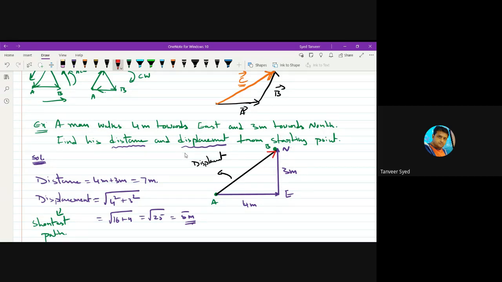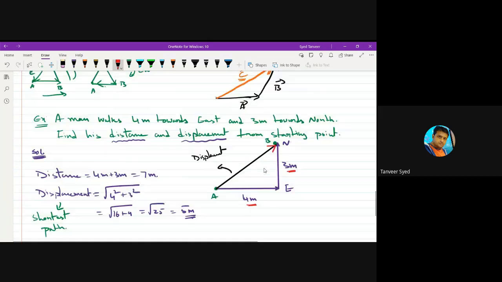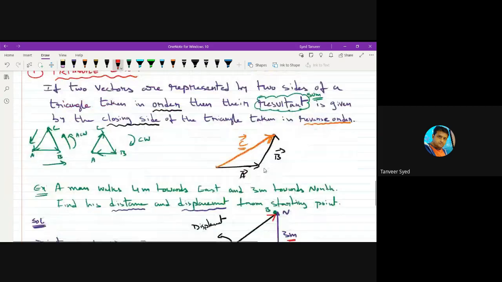Here I am representing a displacement of 4 meter by one vector, displacement of 3 meter by another vector, which are two sides of a triangle. Then their resultant is given by the third side, or the closing side of the triangle, taken in reverse order. This is the closing side of the triangle. This is the displacement, resultant of 4 meter and 3 meter. So this is what is triangle law of vector addition and how you apply it.